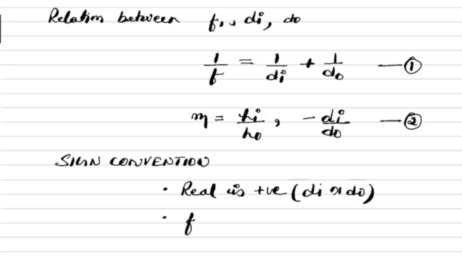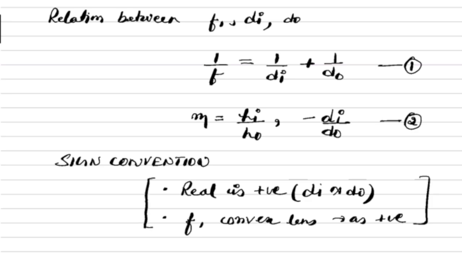For that, we need to see what kind of lens we are having. If it is a convex lens, take f as positive. Now tell me where it will be negative. For a concave lens, we will take f as negative. So if you remember these 2 points, our sign conventions are done.